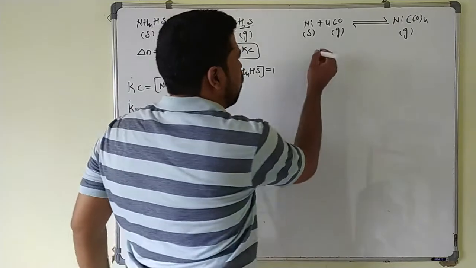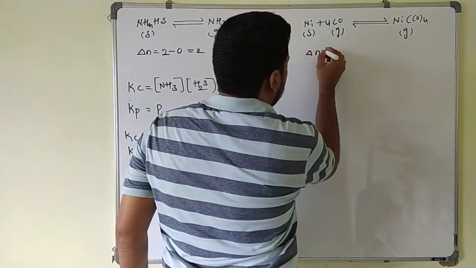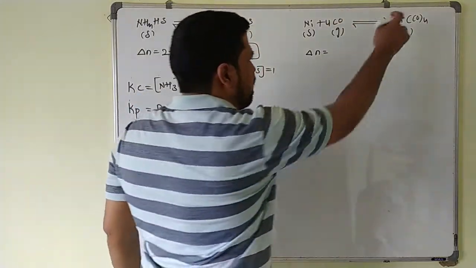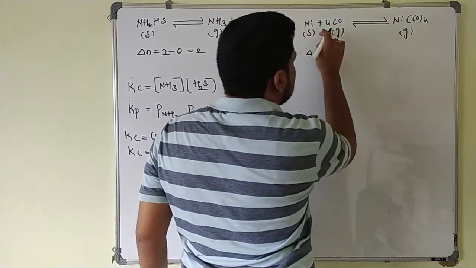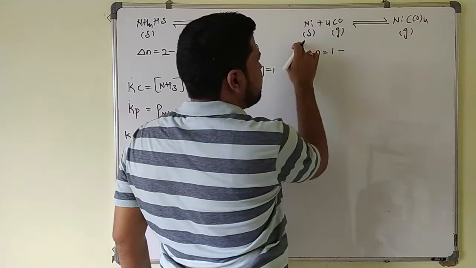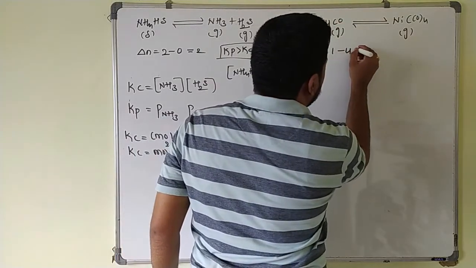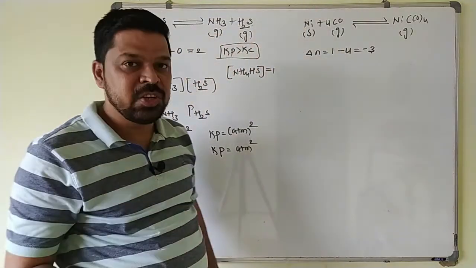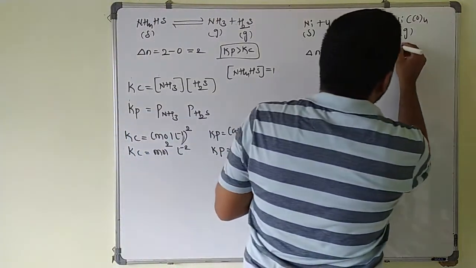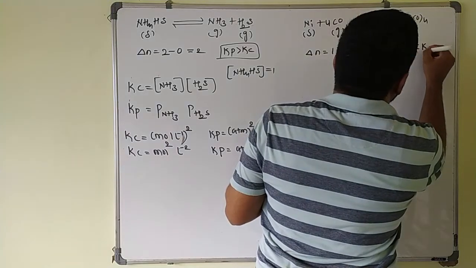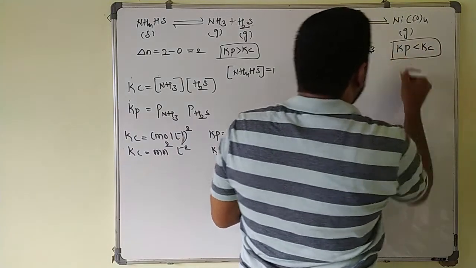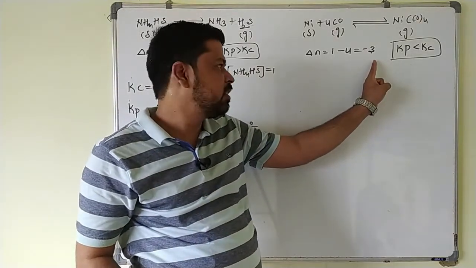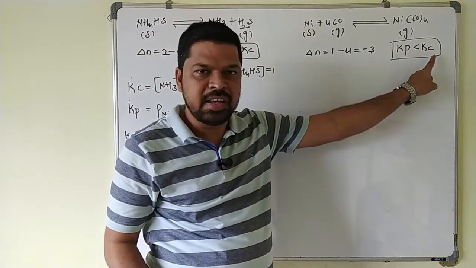Now for this one, what is the delta n value? Delta n value is number of moles of gaseous product minus number of moles of gaseous reactant. Gaseous product is only 1 mole. Gaseous reactant is how many moles here? 4 moles. This is solid. So 1 minus 4 is minus 3. So since delta n value is less than 0, in this case Kp will be less than Kc. Simply, whenever any reaction is given, just find out delta n value. Based on that you can write the relation between Kp and Kc.